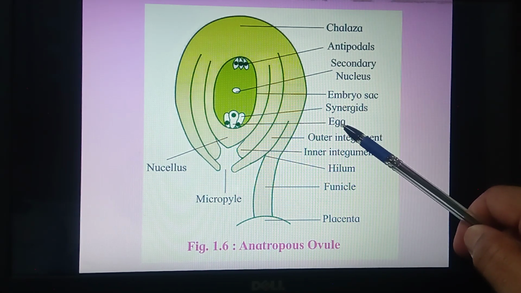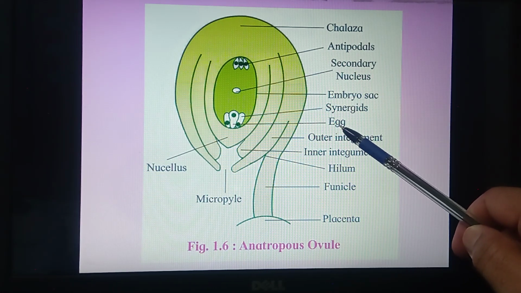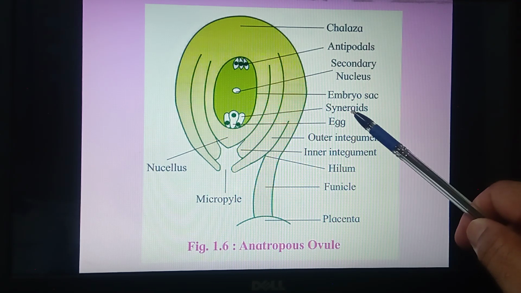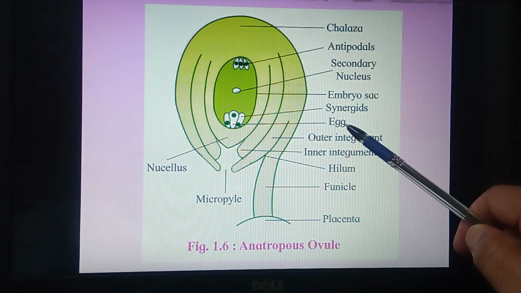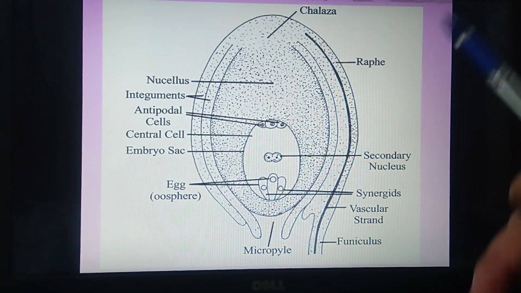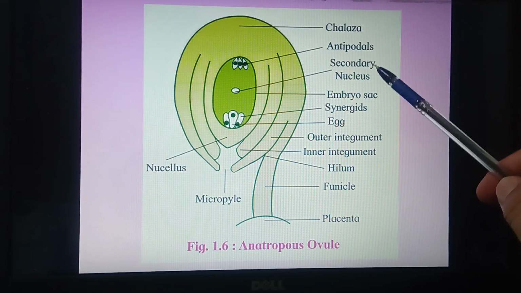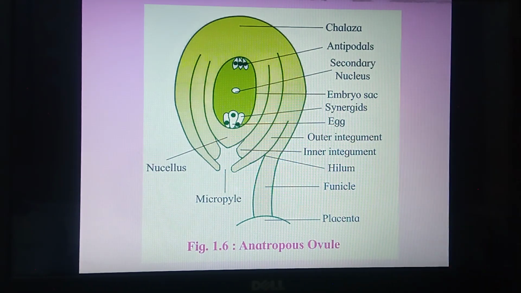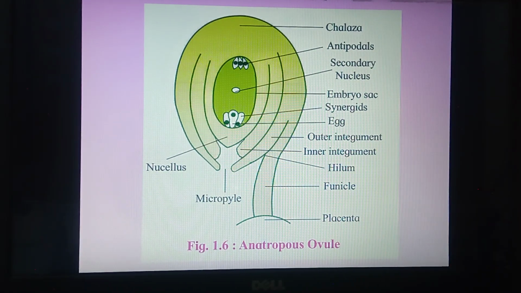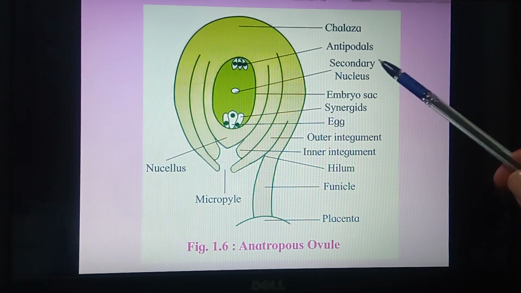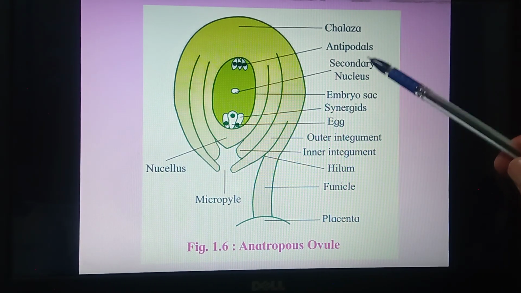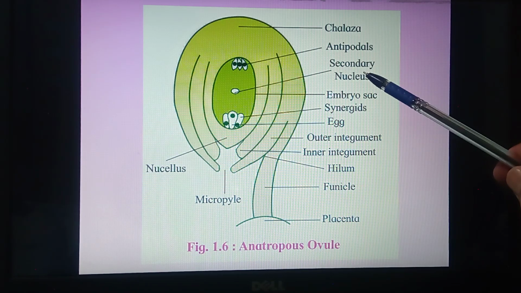Egg unites with the male gamete to form a diploid zygote, and this zygote further develops into the embryo. Synergids. These are the two filiform, hair-like structures, which guide the pollen tube towards the egg to achieve the process of fertilization or syngamy. Then the embryo sac contains a secondary nucleus. This secondary nucleus unites with the second male gamete to form the primary endospermic nucleus, PEN, and this primary endospermic nucleus is triploid in nature, which forms the endosperm in the future.